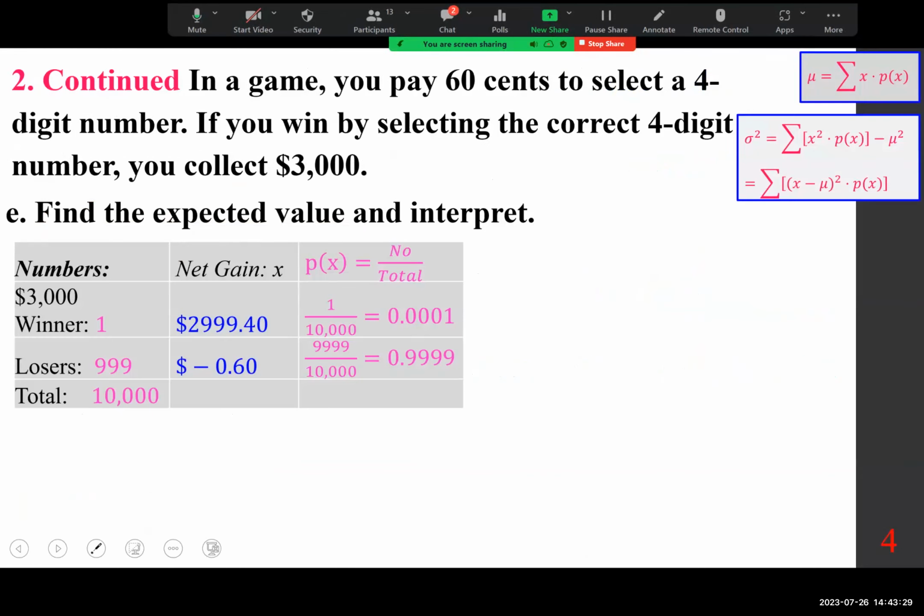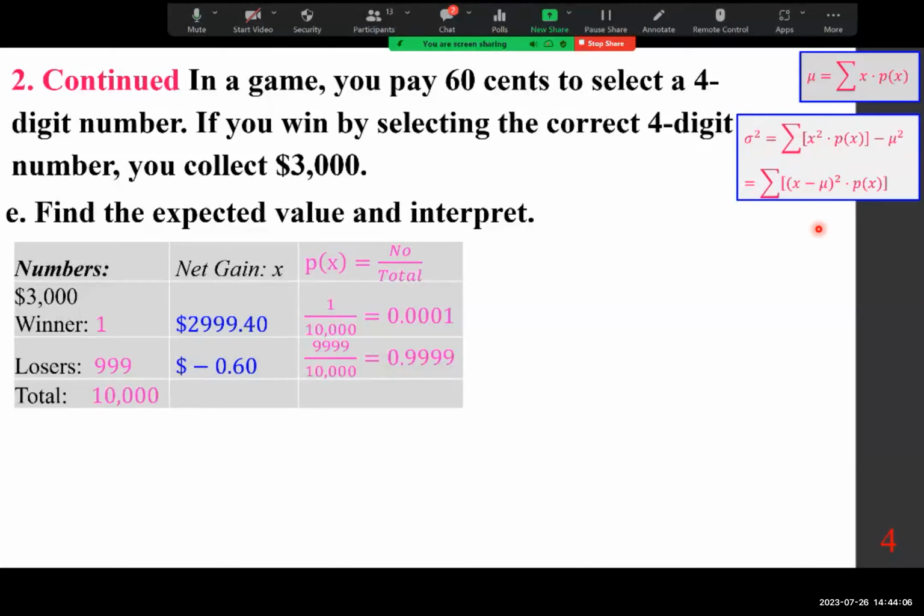And the same question now: we want to find the expected value and the interpretation. What does it mean? So these are the formulas that are available to you. As I mentioned, you have a formula sheet. Mu is the summation of x times p of x, and then sigma squared is the variance. Mu is the expected value, E of x, or mu, or the average or the mean. Sigma squared is the summation of x squared times p of x minus mu squared, or the summation of x minus mu quantity squared times p of x.